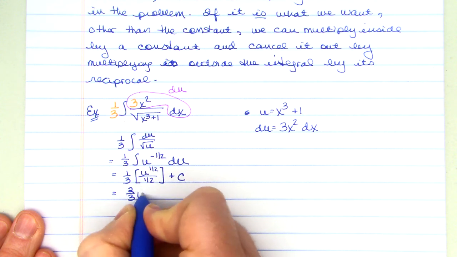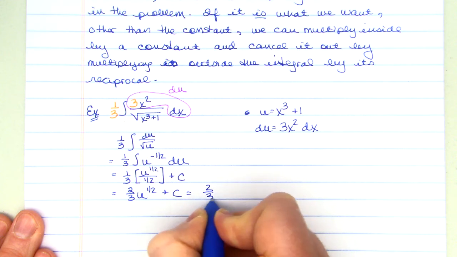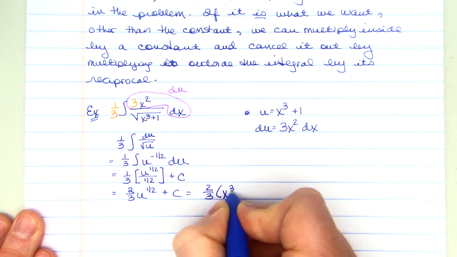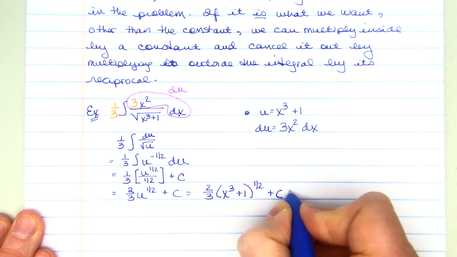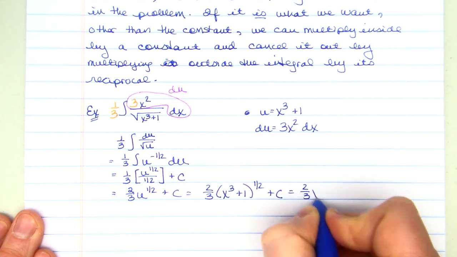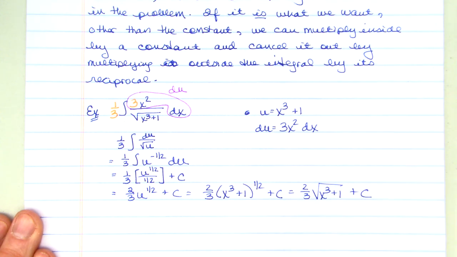So I'm thinking 2/3 u to the 1/2 plus a constant. I am thinking 2/3 times (x cubed plus 1) to the 1/2 plus c. Why don't I be fancier than that and say 2/3 times the square root of x cubed plus 1 plus a constant.